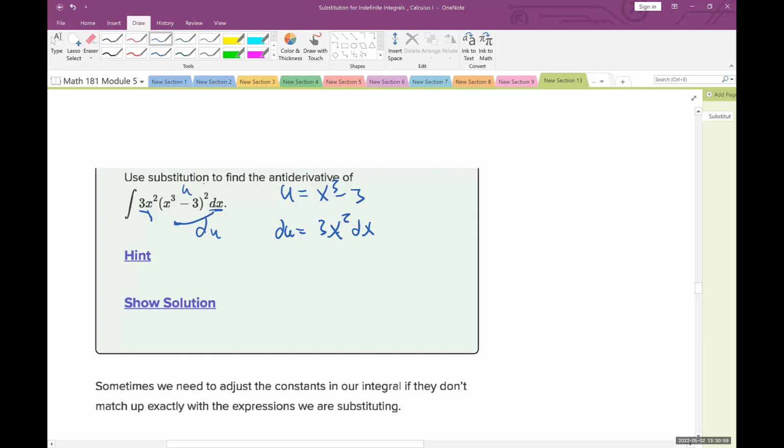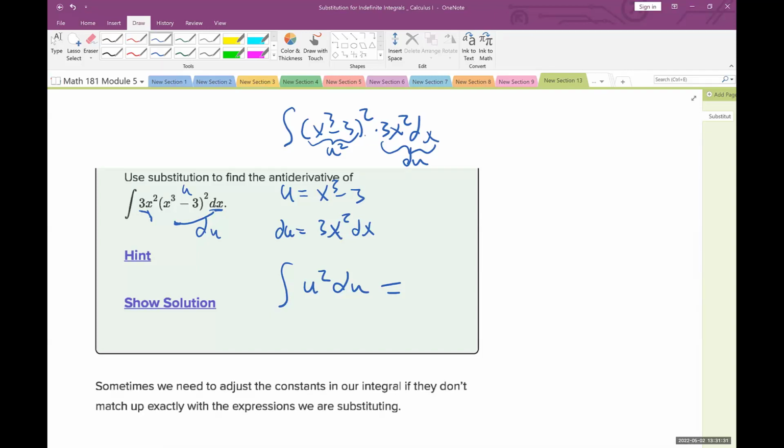This is my u right up there. So this becomes just a u squared du. Let me show it this way. I could rewrite that integral as x cubed minus 3 squared times 3x squared dx, such that this is the du now, and then this is my u squared. How come we're not taking the derivative of 3x squared and then tacking that on? Because that is the derivative. That's that leftover part of the chain rule.